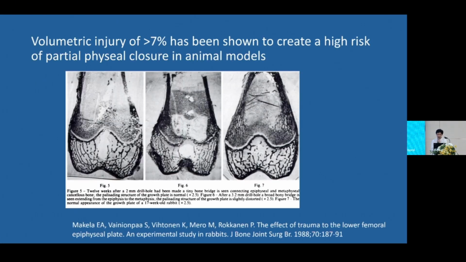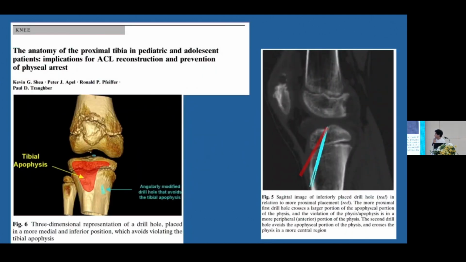Okay, how to avoid the physeal arrest? We have a study: volumetric injury of more than 7% has been shown to have a high risk of partial physeal closure in an animal model. Okay, and how to reduce the percentage of the physeal violation? We can place the drill in the medial portion away from the medial edge of the patella here.